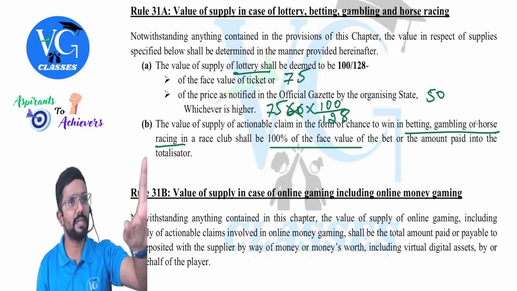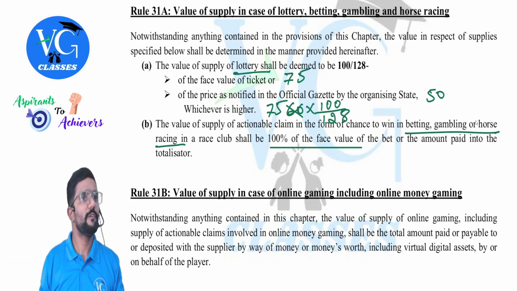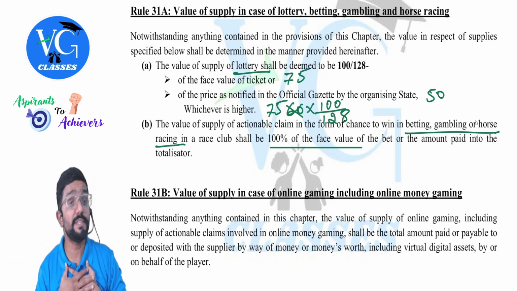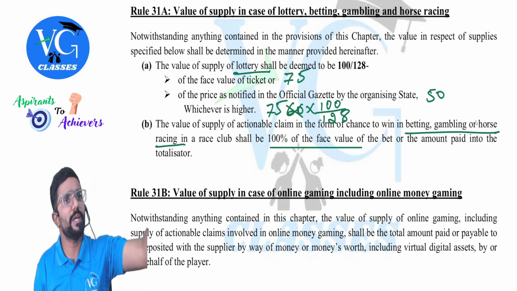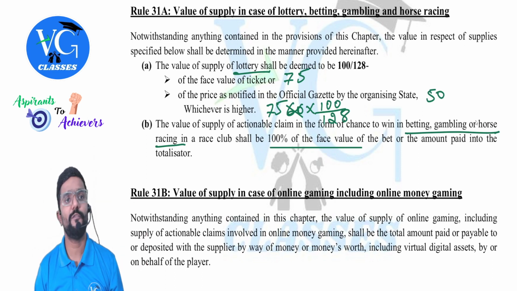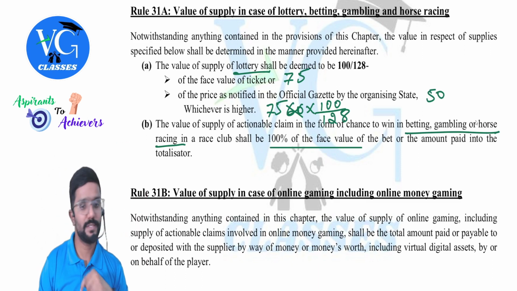Yes. In simple terms, here reverse calculation and all is required? No. The amount which we have bet is the value of supply. For whom? To the supplier. Please be careful. I am the recipient, not the supplier. I am going and betting the money. So who is the supplier? Whoever is organizing it. So for them, what is the value of supply? Whatever amount I am betting, guys.